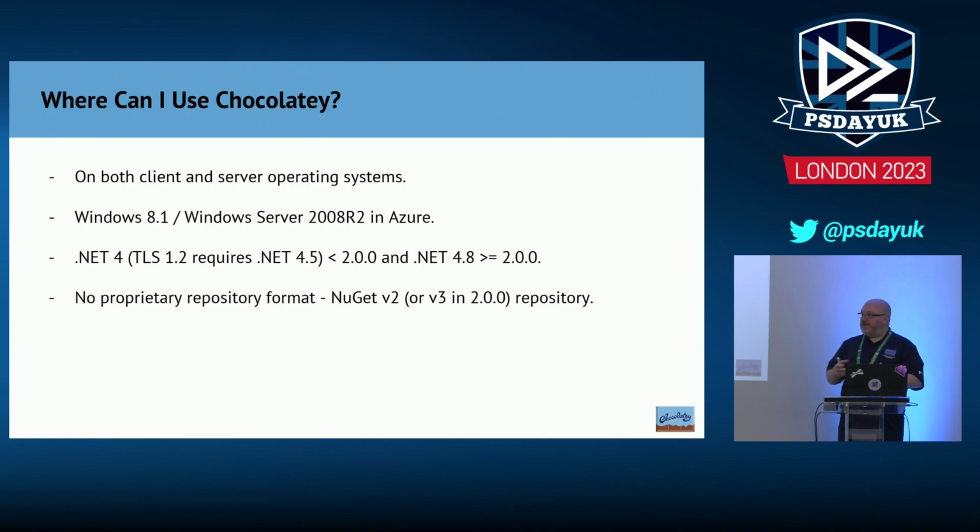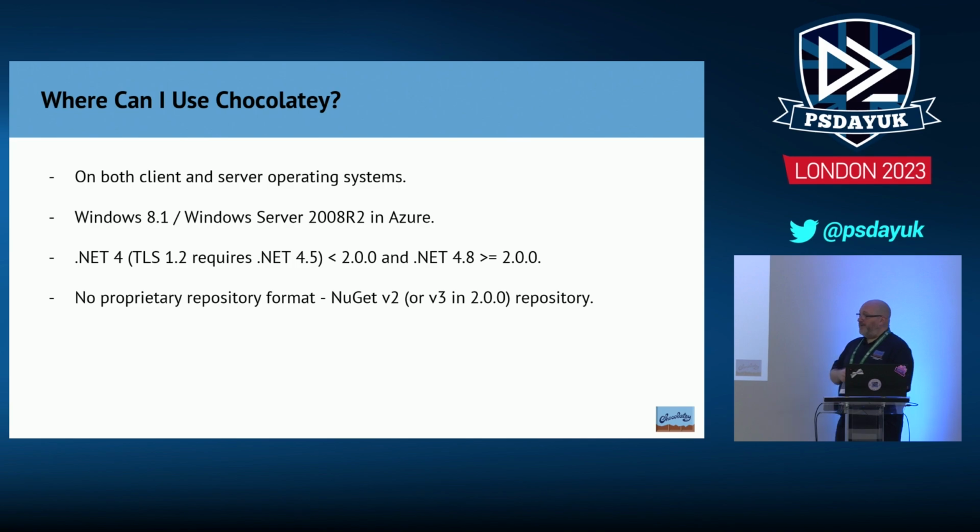.NET 4 is required for pre-version 2, which is what we've got just now. We're at version 1.3.0. So if you want to use TLS 1.2, which you need to connect to the Chocolatey community repository, you need .NET 4.5. But that's the requirements for that. When we hit version 2, which will be coming out very shortly, you'll need .NET 4.8. That's what we're moving to.